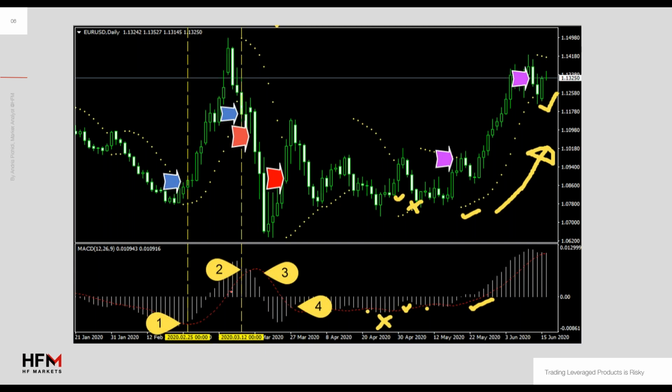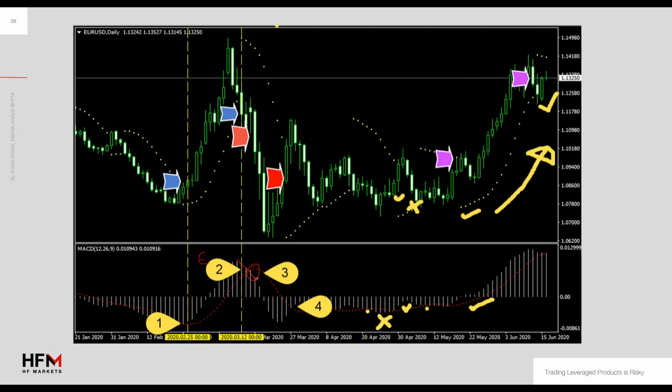MACD was positive over here, but slowly the lines started to dip, to slide, until they came below the signal line. So we have a crossover over here. Number 2 was our exit from the previous example, the long example. So what I'm showing right now is something different. I'm showing a short opportunity.